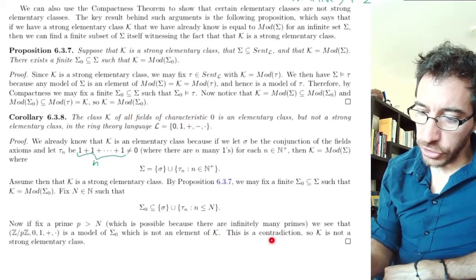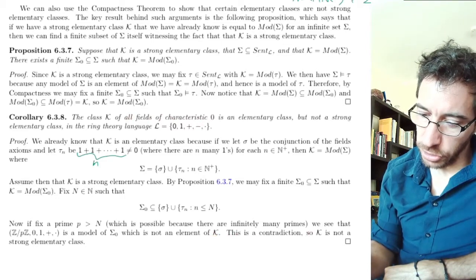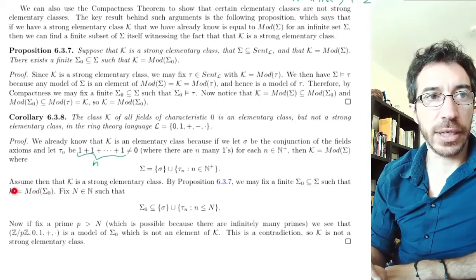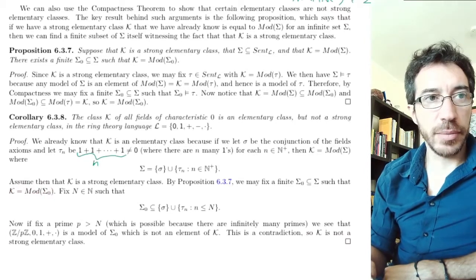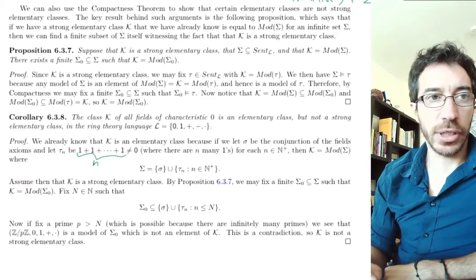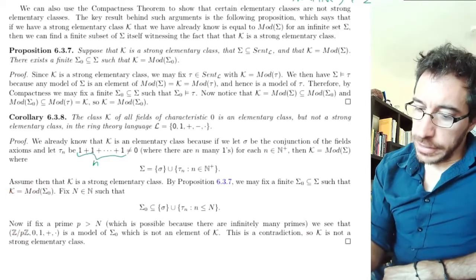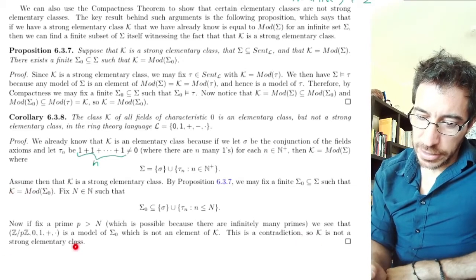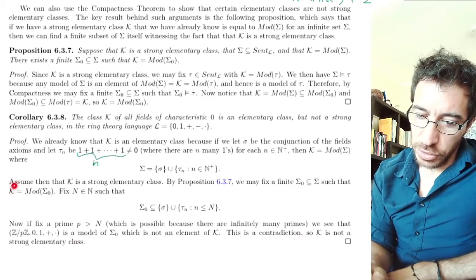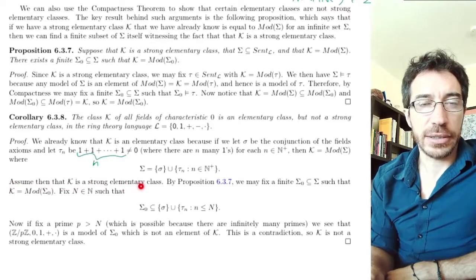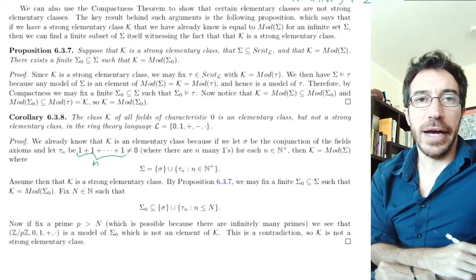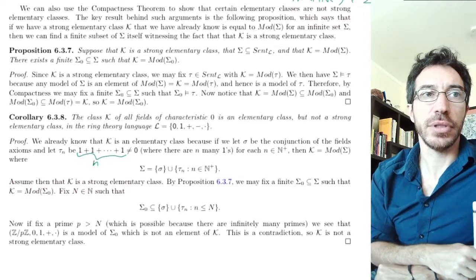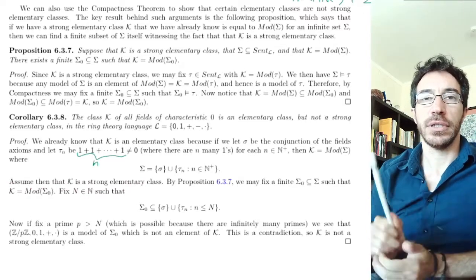So this is a contradiction, because we said that all the models of sigma 0 are exactly the ones in K, and then Zp is a model of sigma 0 but not in K. This is a contradiction, so where does it come from? K is not a strong elementary class, so the contradiction comes from the assumption that K was a strong elementary class. So there you go. That's how you apply proposition 6.3.7. See you guys later.